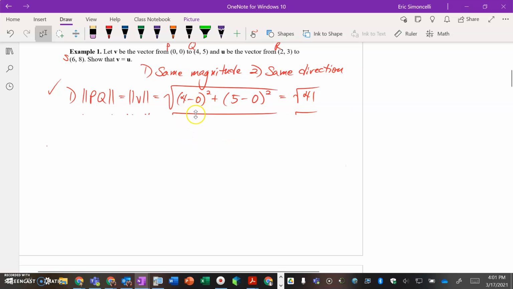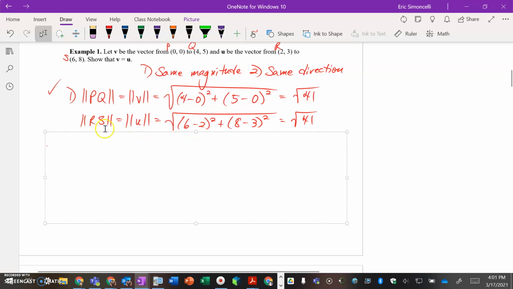Similarly, we'll go ahead and do the same thing with vector U, or from point R to point S, the length of which we can see here is the square root of (6 minus 2) squared, plus (8 minus 3) squared. That also is the square root of 41. So I've checked off the fact that step 1 is essentially taken care of. Let's see step 2.